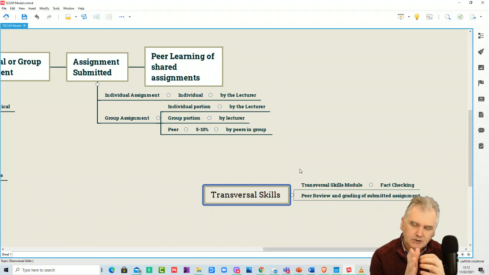And in there, I think you could have a form of peer rating as well. So more than likely, I think we would be able to assess that particular competency in the transversal skills module rather than trying to do it in all the other modules.